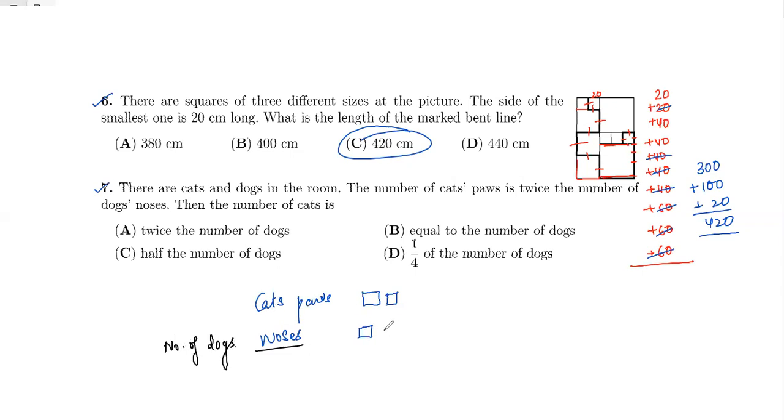So suppose the number of dogs is 4, just for example. The number of cat paws will be twice, which is 8. But then each cat has how many paws? 4 paws. So that means the number of cats is 2. So what does that mean? That the number of cats is actually half the number of dogs. So the answer is option C, which is half the number of dogs.